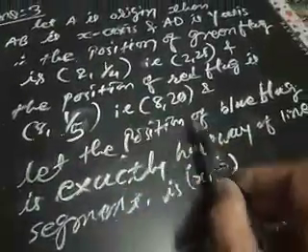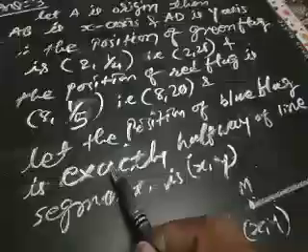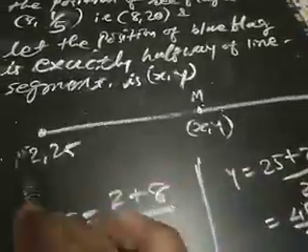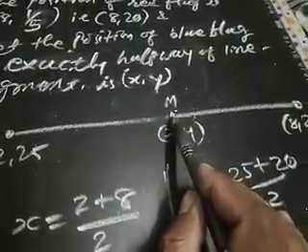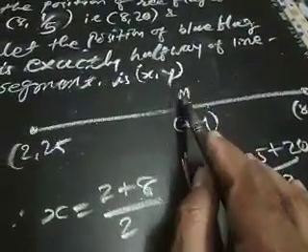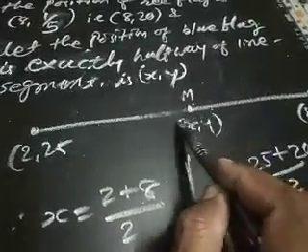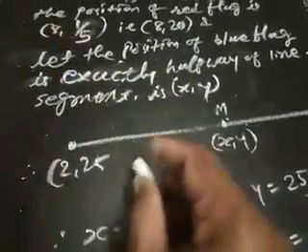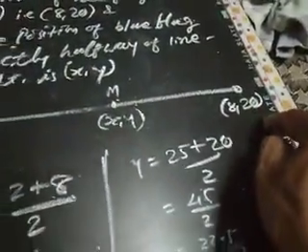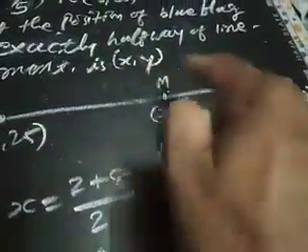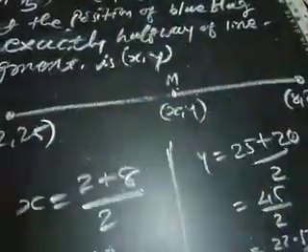Let the position of the blue flag, exactly halfway on the line segment, be (x, y). Now I have drawn this line joining both flags, and here is the midpoint, halfway, with coordinates (x, y). Here is (2, 25) and here (8, 20). If we join them, it is halfway, half the distance between them.